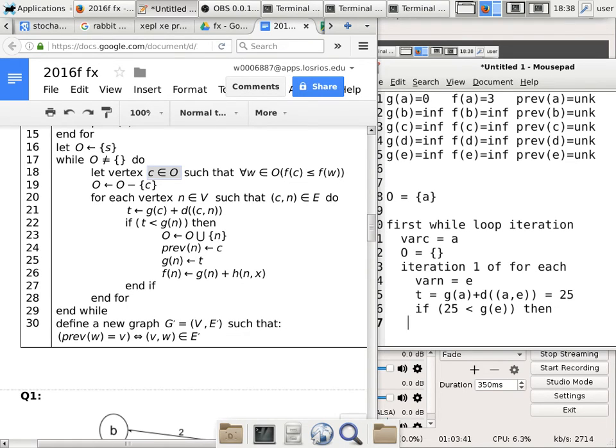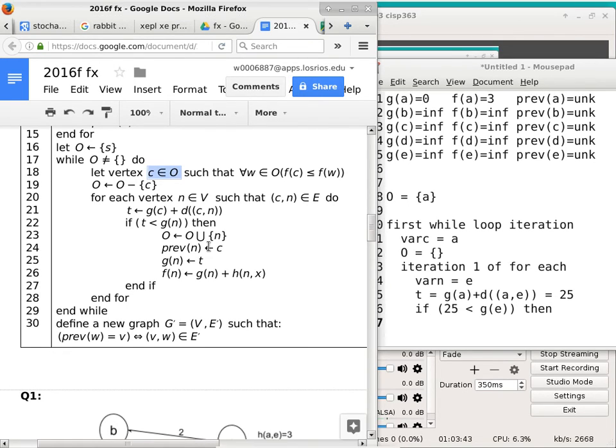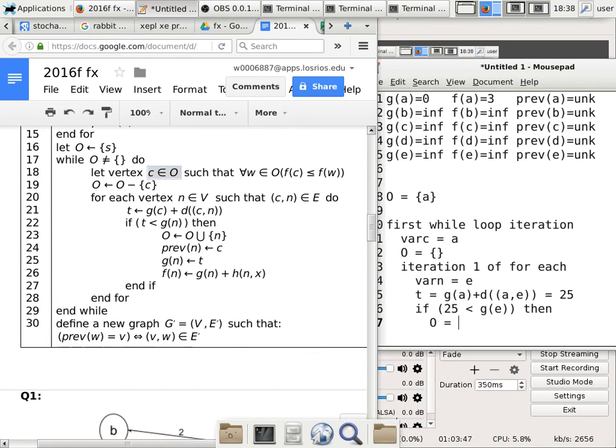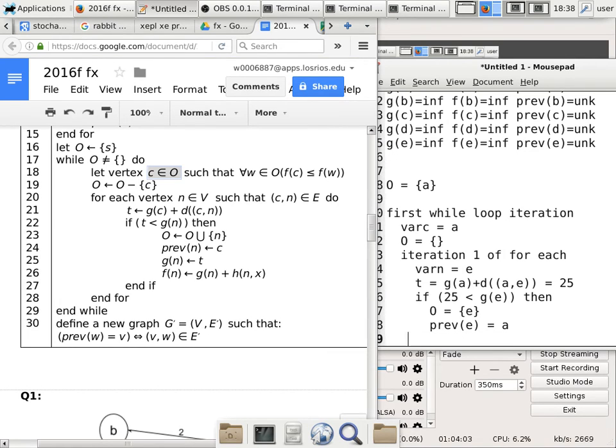So then what are we going to do? We follow exactly this routine here. We say the big O is now one element more than before. It now has element E in it, which is our destination vertex. The previous of E is A. Is that okay? And then G of E is 25. Is that okay? Because T is 25, so we use that to update G of E.